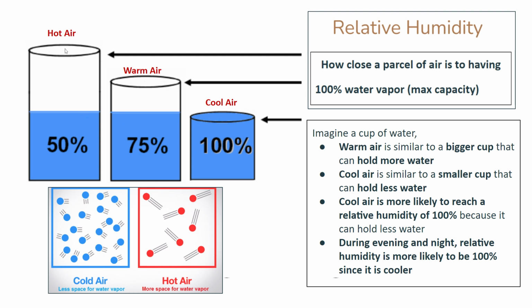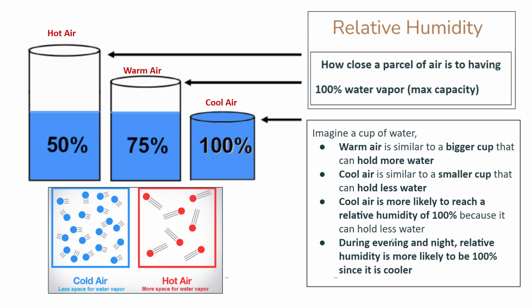So that's why if over here the relative humidity is 50% in hot air, but if I put the same exact amount of water in cool air, which is very similar to a smaller cup, right? So even though it's the same exact amount of water, cool air would have 100% relative humidity because that would be 100% water vapor that cool air can hold, or cool air would be at max capacity with that same amount of water. But since warm air is farther apart, a bigger cup, that same amount of water would be 50% relative humidity, and so on. So, cool air is more likely to reach a relative humidity of 100% because it can hold less water.